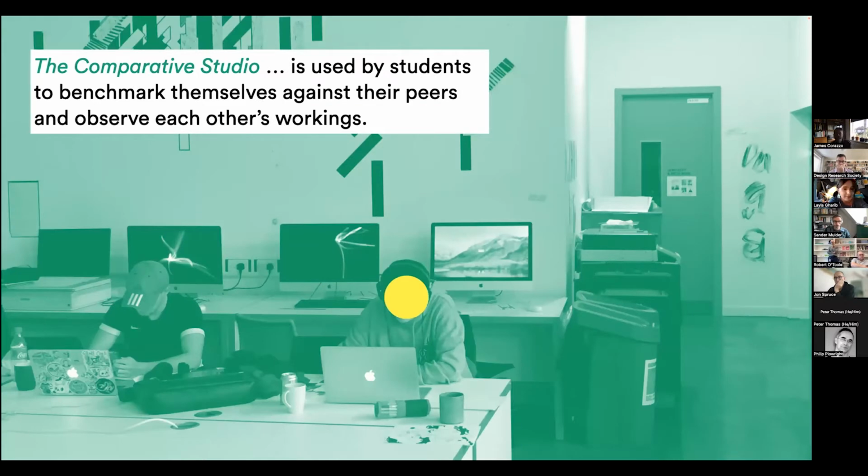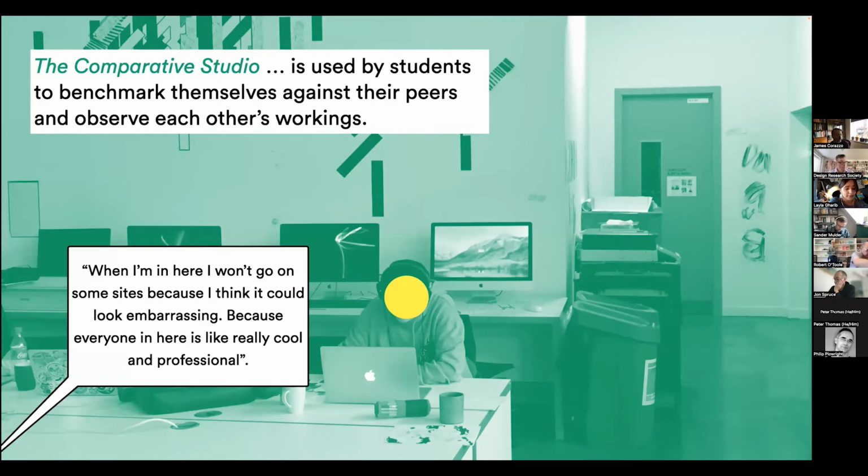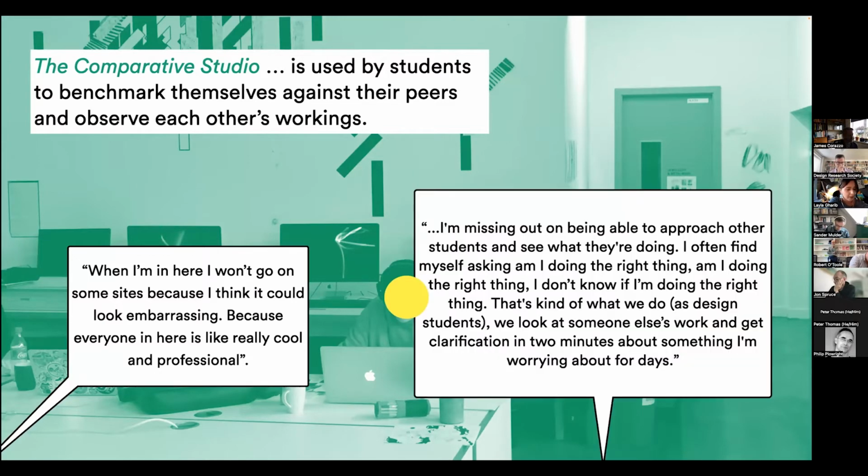So if we move on to the comparative studio, the second function of what we've begun to outline is this idea of the studio being a space where students benchmark themselves against their peers and observe each other's workings. And that unfolds in different ways. For example, this student spoke of almost a level of censorship that was involved in working in an open studio space, the awareness of seeing and being seen. And compared to accounts from students who opted to work outside of the studio space, because not all students found that space a space that they wanted to work in. So we begin to see that comparative function.